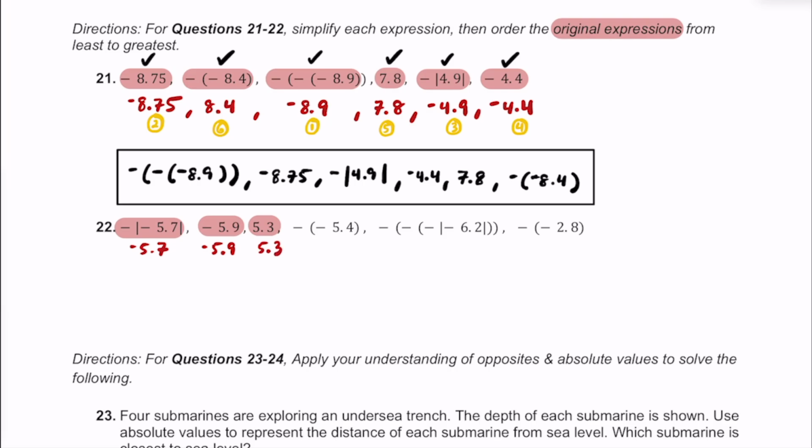If we take a look at this fourth one here, we have the opposite of this 5.4, which is just going to be a positive 5.4. I'm going to go ahead and put some commas between these in case it's confusing. And then we have a long expression here.